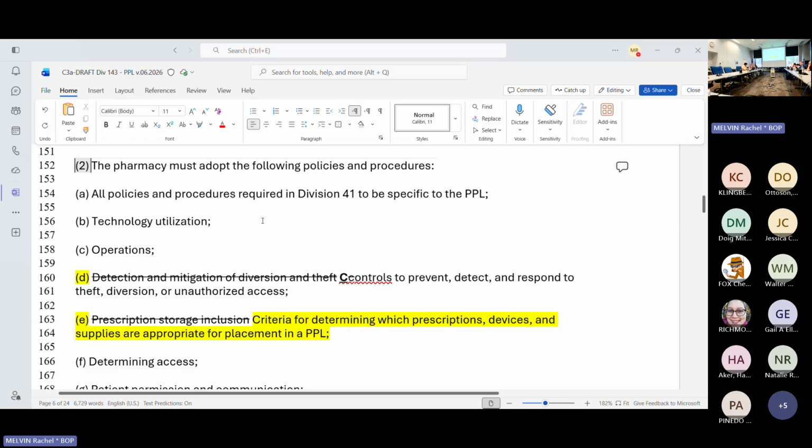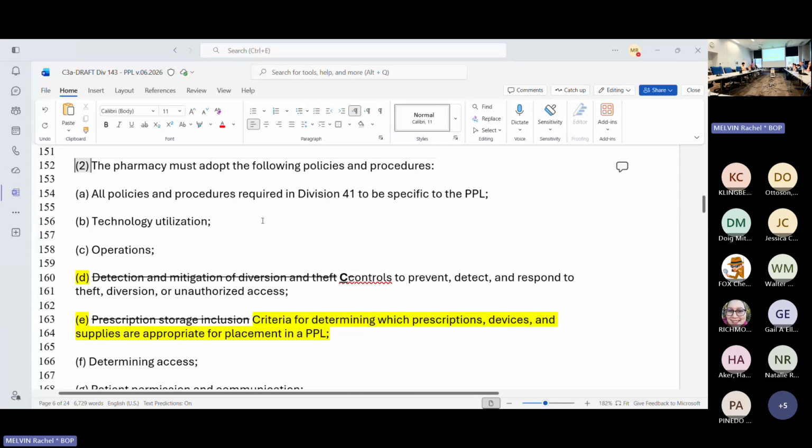You can see on paren D, this is the first one that calls for a change. Thank you, whoever provided us this language. Seems much better and clearer. Controls to prevent, detect, and respond to theft, diversion, and unauthorized access. Pretty clear what that might mean.